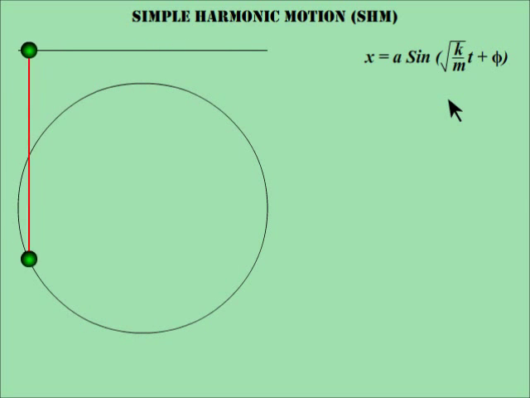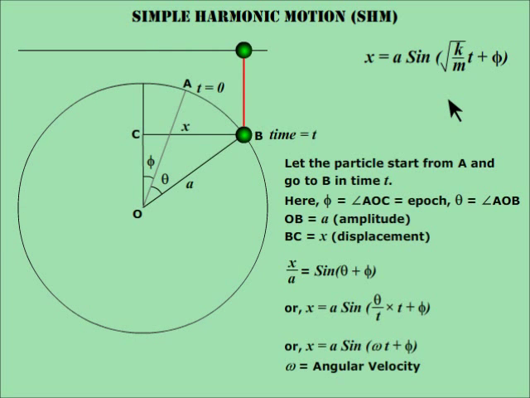To verify, we'll stop the animation and the displacement is calculated trigonometrically. Now this theta by t is the angular velocity in radians per second, denoted by omega. Comparing with this equation, we get k by m equal to omega square. Here k is called the spring factor and m is called the inertia factor.